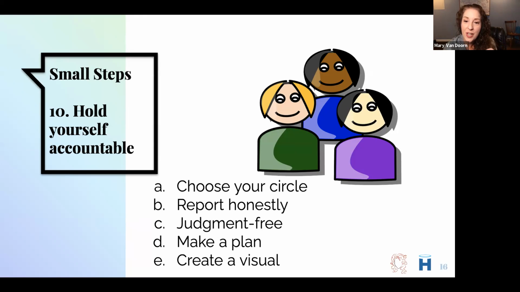So you have to figure out, who do you trust to tell your plans to? That's not going to laugh at you. That's not going to say, oh, you've done this so many times before. Why is this time different? You know those people you have in your life. Okay. You need to be honest about what you're doing or not doing.